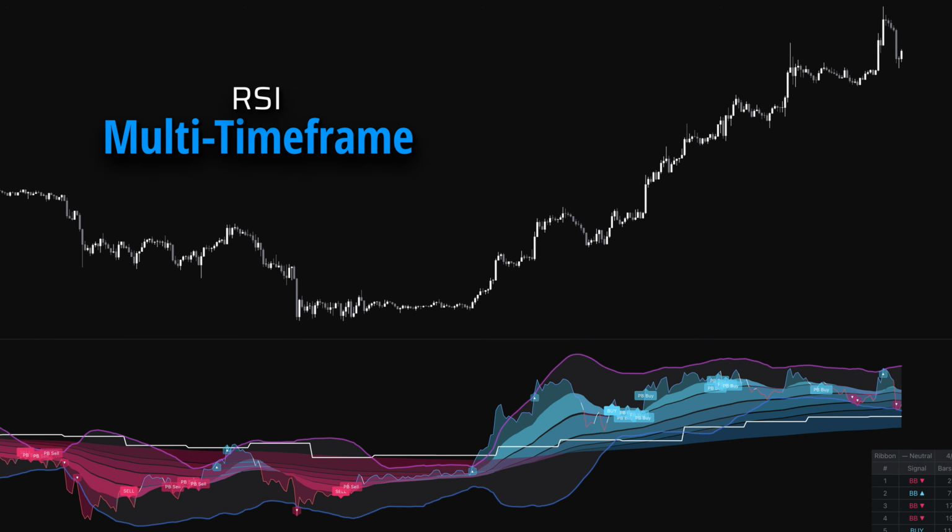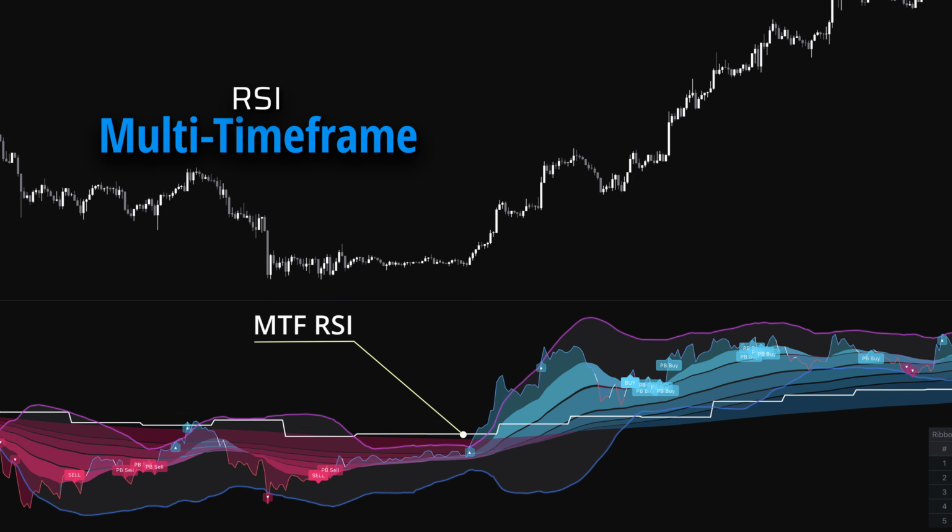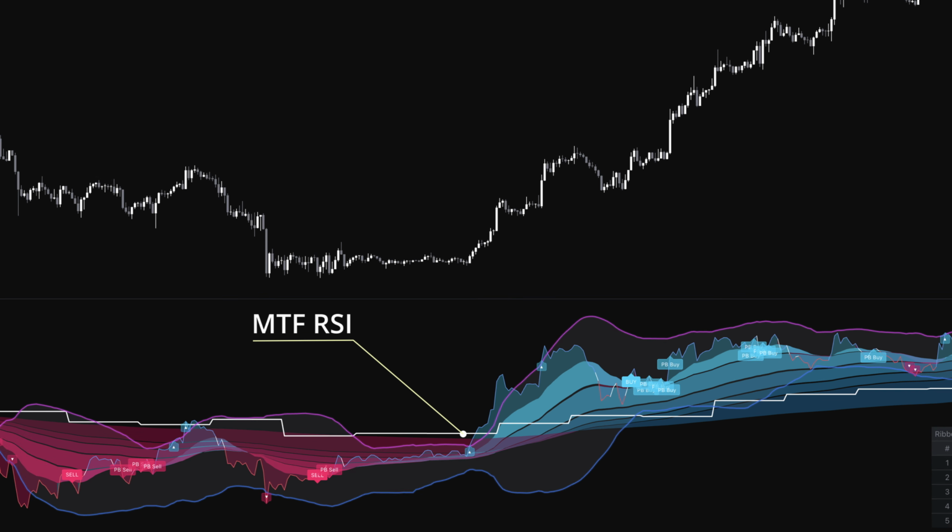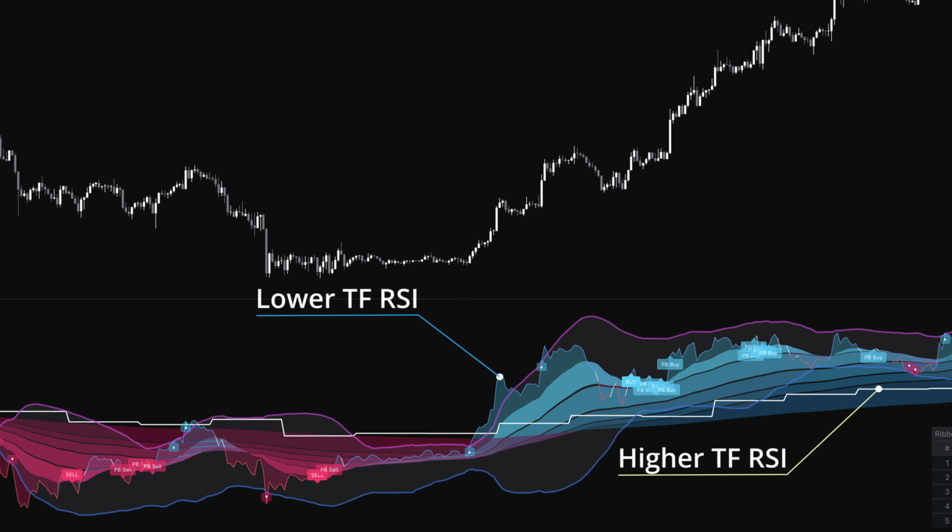The MTF RSI overlay plots a second RSI line, calculated on a higher time frame, displayed directly in the same indicator pane. It is turned off by default. Its primary use is bias confirmation. If you are trading on the 1-hour chart and the daily RSI is above its midpoint and trending upward, that context supports taking long signals from the Pro system.